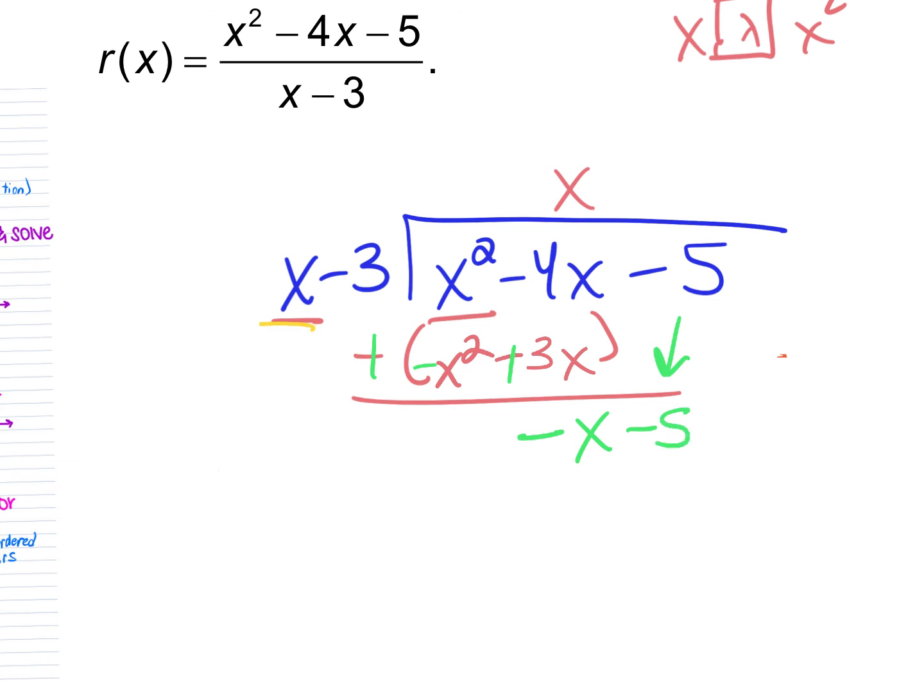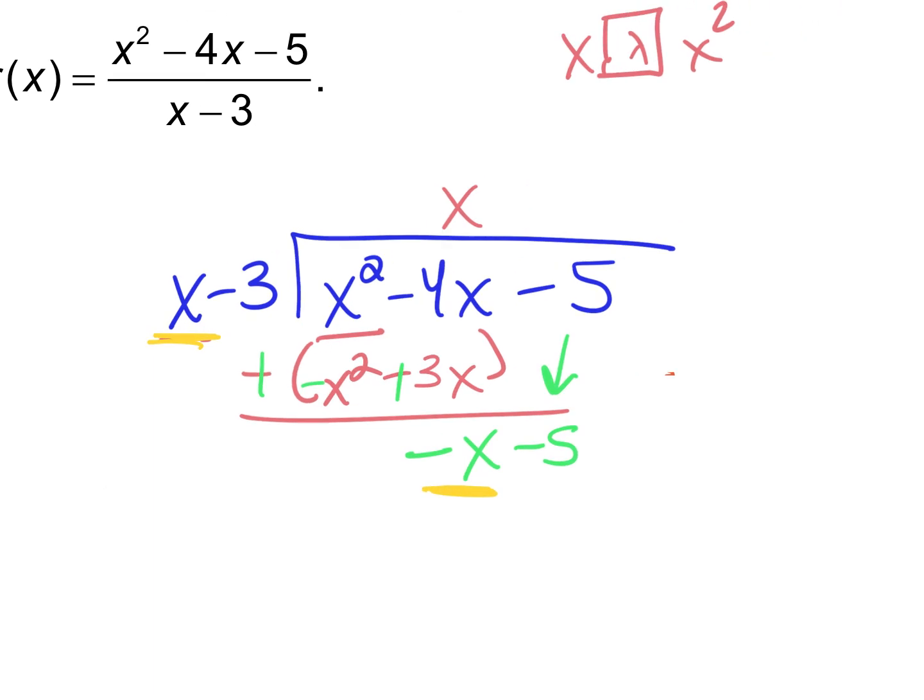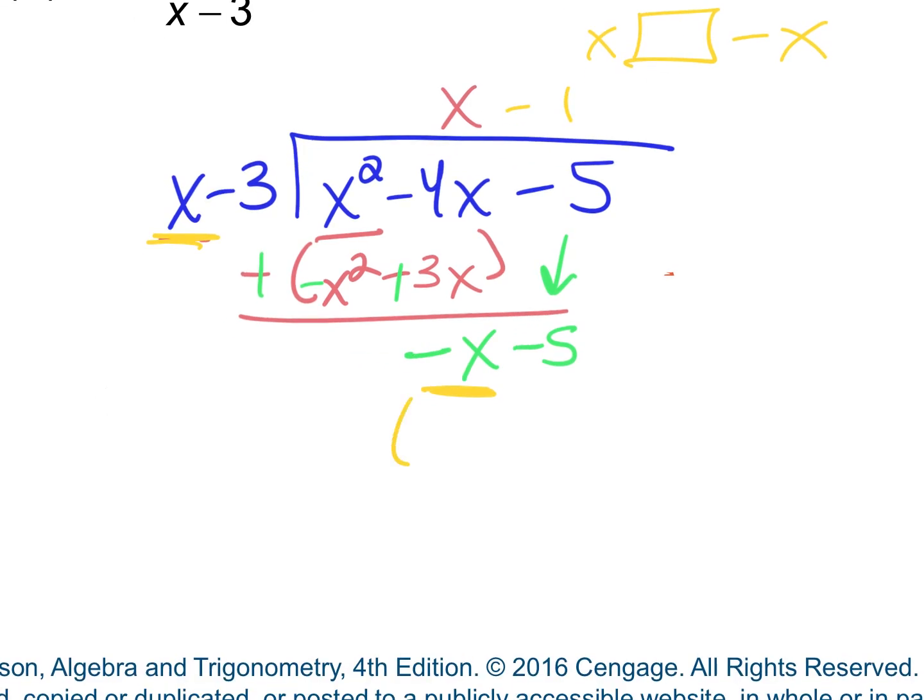I say first term into first term. So x times what gives me negative x? Negative 1. Get your subtraction ready before you do your multiplication. So negative 1 times x is negative x. Negative 1 times negative 3 is plus 3. Good. And before we subtract, we distribute. What is negative 5 minus 3? Negative 8.